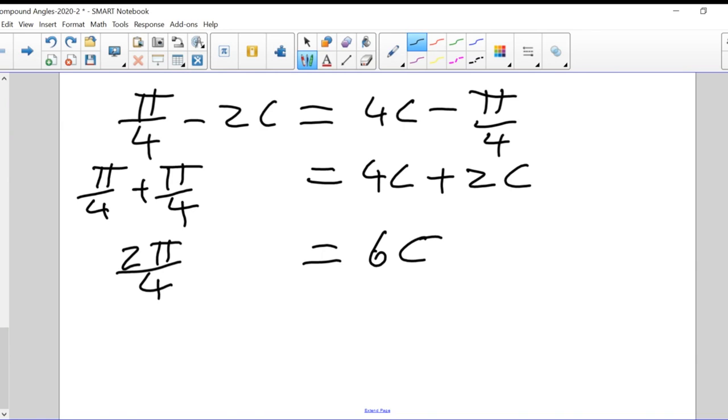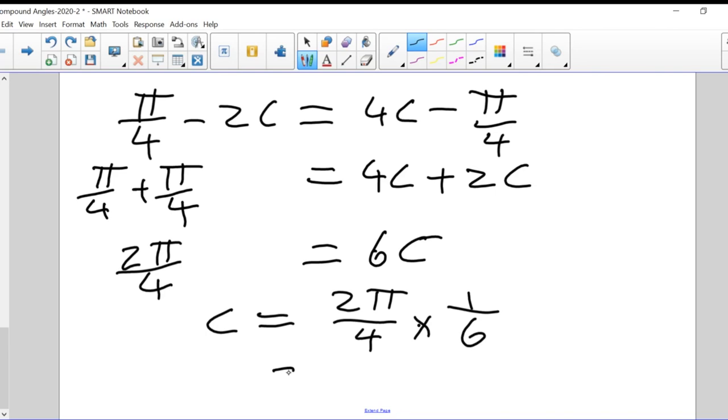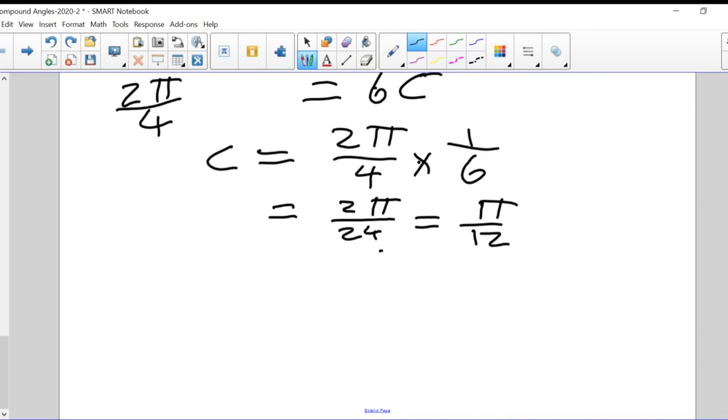So how do I divide by 6? It's very simple. I multiply by 1 over 6. So c is equal to 2 pi over 4 times 1 over 6. Another way of dividing by 6 is to multiply by 1 over 6. If I do the math on that and then reduce it down, I'm going to have 2 pi over 24, which is simply pi over 12. So that would be the value of c that makes that equation work, pi over 12.